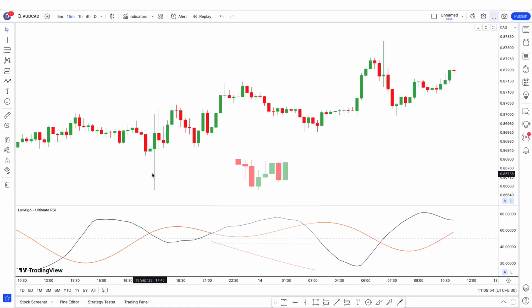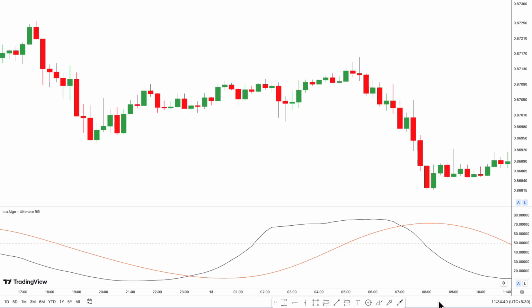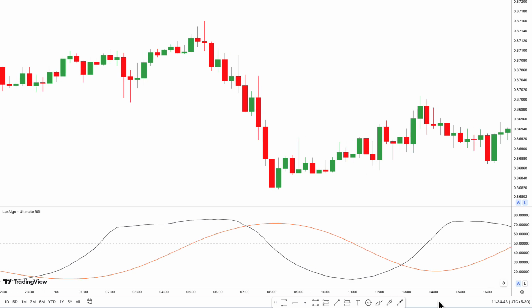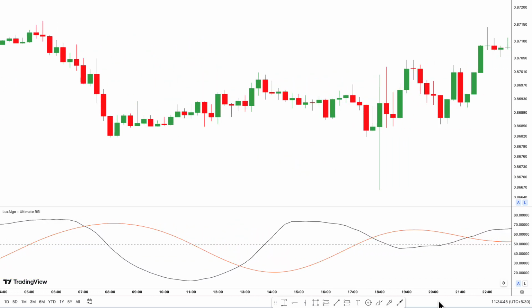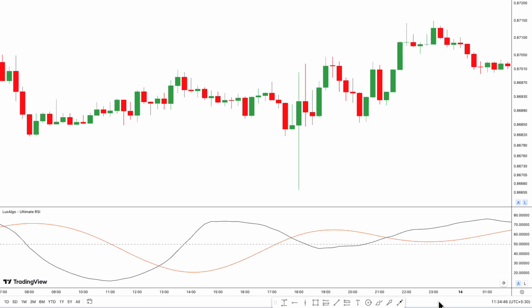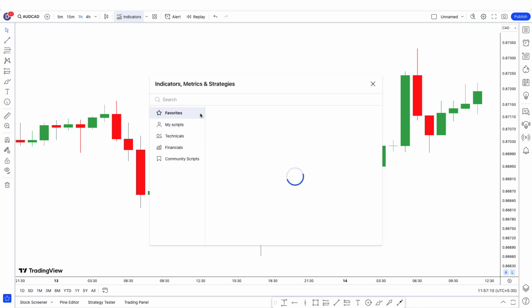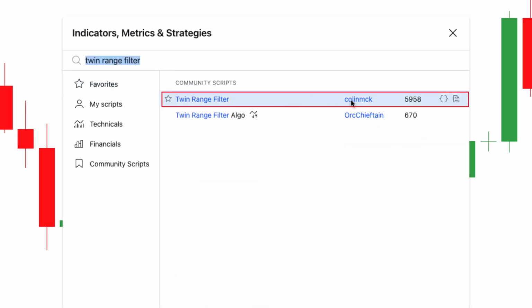Now, how do we trade with this indicator? Well, as mentioned earlier, this is going to be a trend filter indicator. More specifically, a short-term trend filter indicator. So in order to trade with it, we will need to have an entry confirmation indicator like a buy-sell indicator. So in this video, we're going to go to the Indicators tab and search Twin Range Filter, this one by Colin MCK.